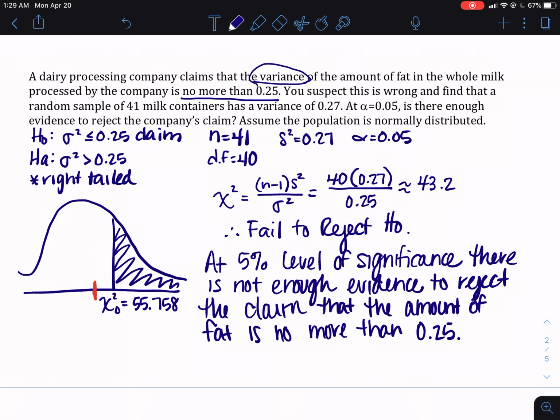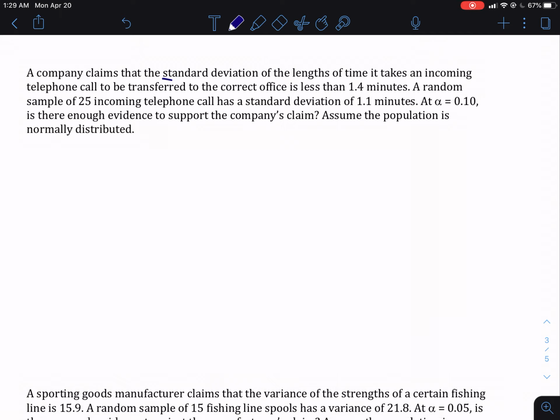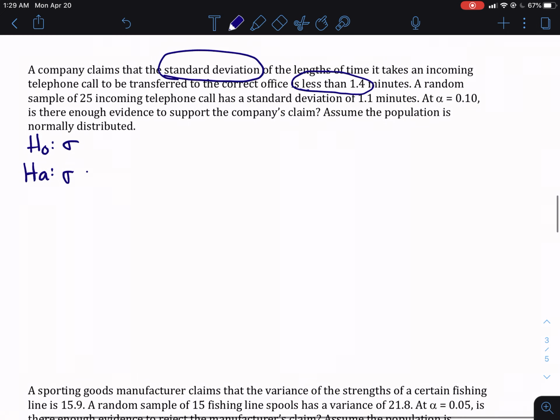So looking at our next example, the company claims that the standard deviation of the lengths of time it takes an incoming telephone call to be transferred to the correct office is less than 1.4. So if we go ahead and state our hypothesis, standard deviation, so we know we just have sigma, is less than 1.4, so less than would be our alternative hypothesis, which means that our null hypothesis is greater than or equal to 1.4.